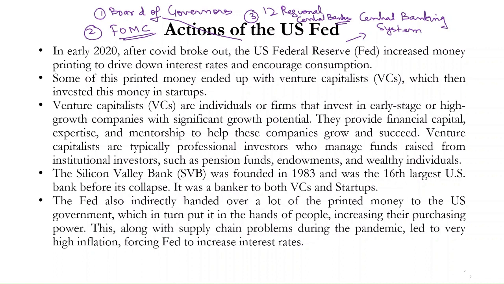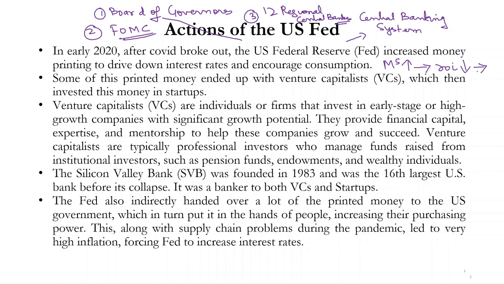So in early 2020, after the pandemic broke out, the US Federal Reserve increased money printing to drive down interest rates and encourage consumption. This is the policy prescription that is often followed after a major crisis. So what is the prescription here? The prescription is to increase money supply. If money supply increases, then it drives down interest rates.